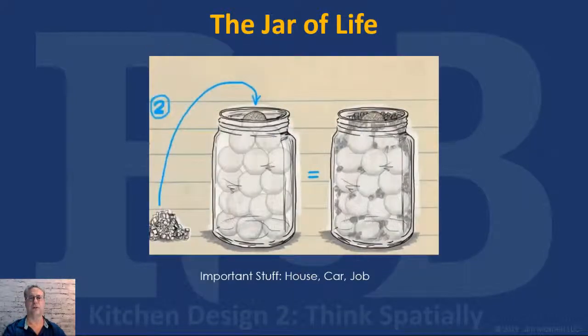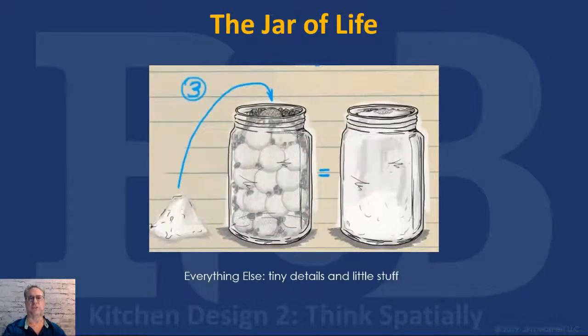What's the everything else? The next step is the important stuff: the house, the car, the job. Because there is lots of room left in the jar, these pebbles and stones fit nicely in between the great big things which you've already taken care of. The third step in the jar of life story is the sand. The sand is everything else, the tiny little details and little stuff that we often get caught up in. The moral is that if you put the sand or the pebbles and rocks in first, there isn't room for the big important things.